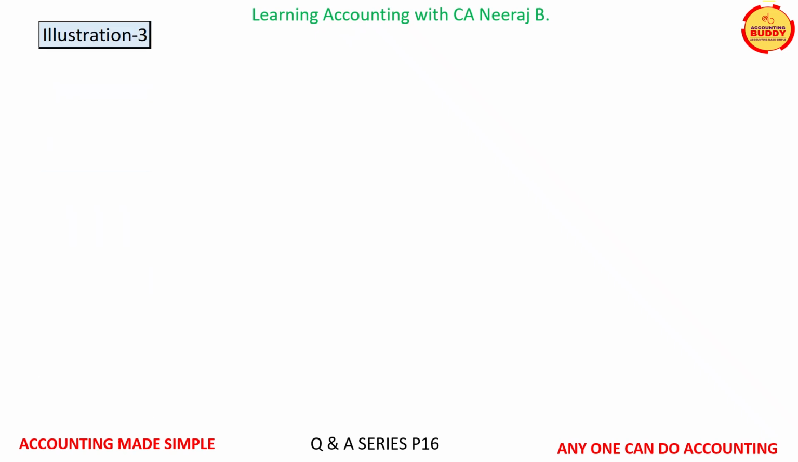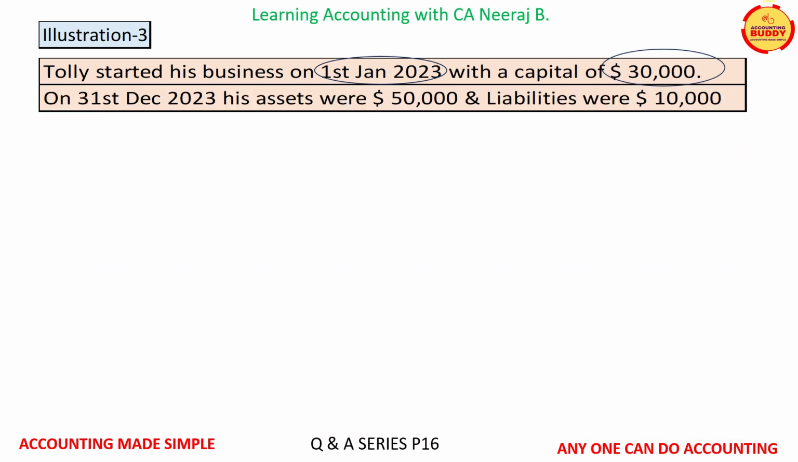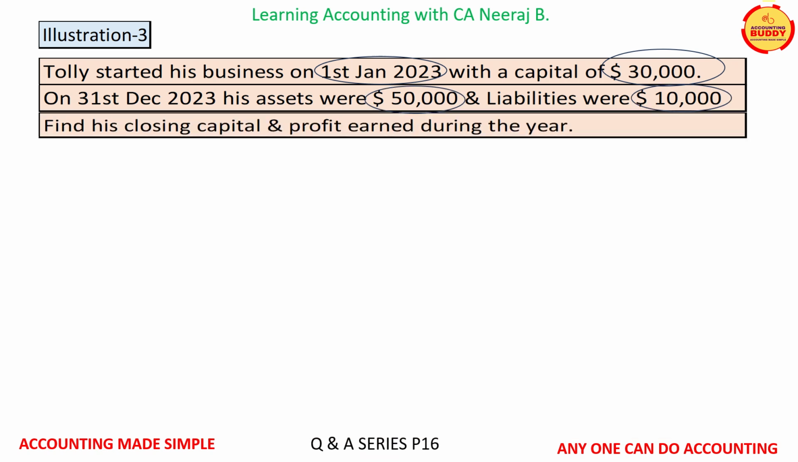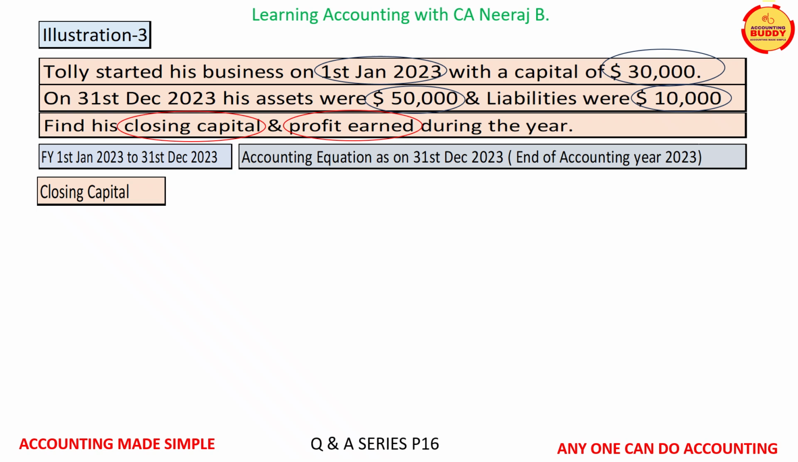Let us now discuss illustration 3. Tooley started his business on 1st January 23 with a capital of $30,000. On 31st December, his assets were $50,000 and the liabilities were $10,000. Find out his closing capital and the profit earned during the year. From the illustration, it is clear that the financial year starts on 1st of January 23 and ends on 31st December 23. Therefore, let us find out the closing capital as on 31st December 23 from the closing accounting equation position as on 31st December 23.